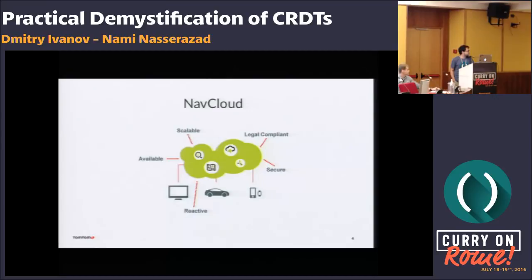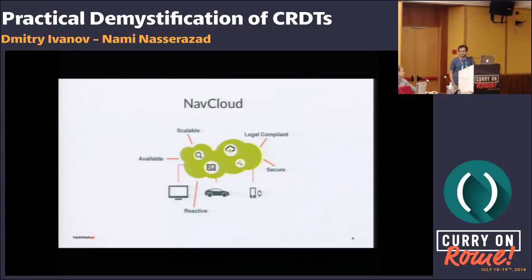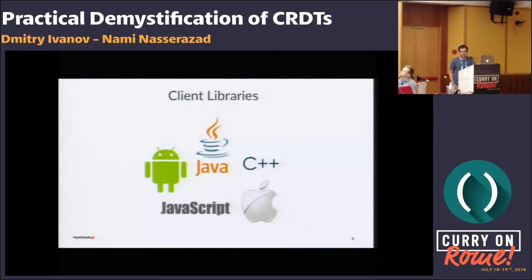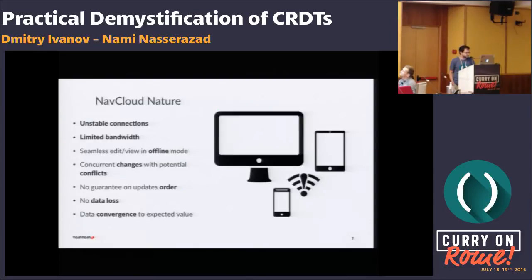Also, because this is a service that is going to be used in third-party applications, we have to be reactive and not degrade their performance. These are the technologies that we used on the server and the client: Akka, Spray, and Scala, and we deployed on Amazon Web Services. We also built different sets of client libraries to let the clients integrate with our services.